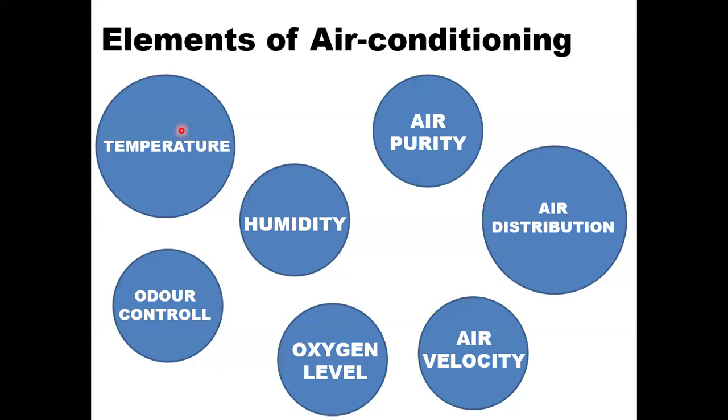Next, it's about the humidity. What do you mean by humidity? We will learn humidity later in our psychrometric classes. For now I'm simply implying that humidity means moisture content inside the air. Then the other elements are odor control, oxygen level maintenance, air velocity, air distribution, and air purity. So these are the basic elements of air conditioning.